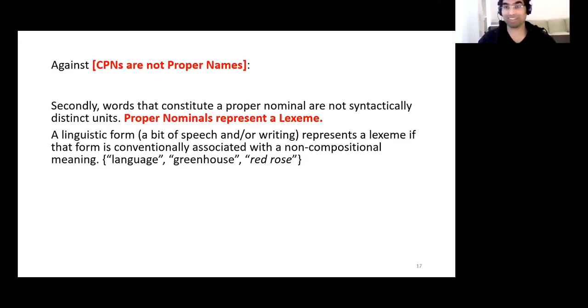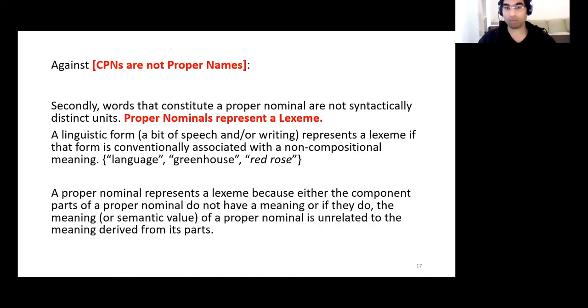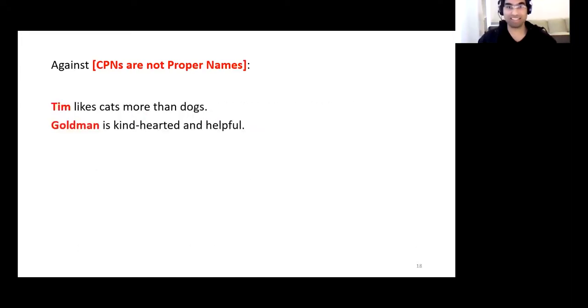Red rose, however, is not a lexeme because the meaning of red rose, a red colored rose, is determined from the meaning of its constituents. And I contend that a proper nominal represents a lexeme because either the component parts of a proper nominal do not have a meaning, or if they do, the meaning of a proper nominal is unrelated to the meaning derived from its parts. It's easy to see with an example. So consider these two names, Tim and Goldman, in these two sentences: Tim likes cats more than dogs, and Goldman is kind-hearted and helpful.